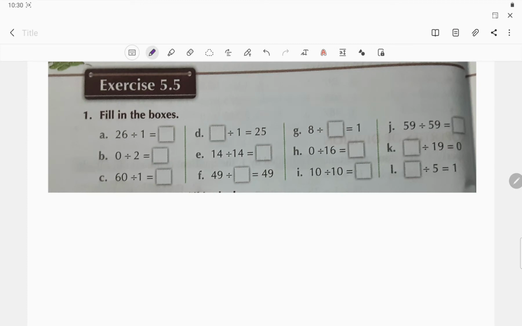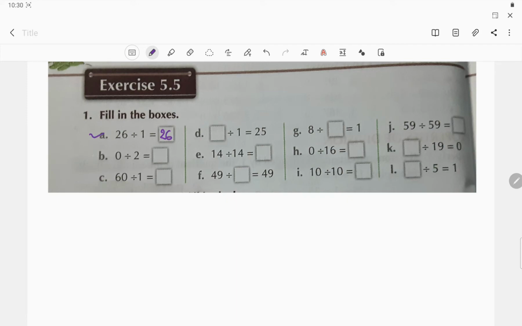Fill in the boxes. Question number 1a, the first question is 26 divided by 1. From property number 1, we can say when you divide a non-zero number by 1, the quotient will be the number itself. So what will be your answer? 26.